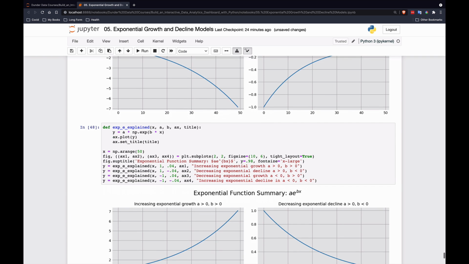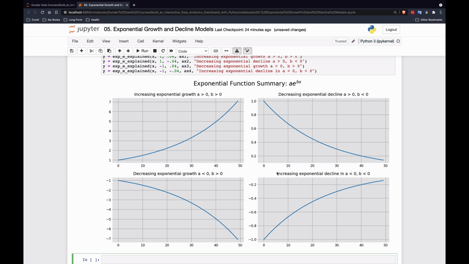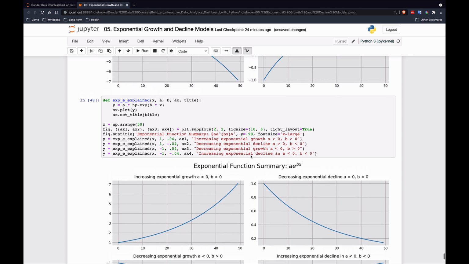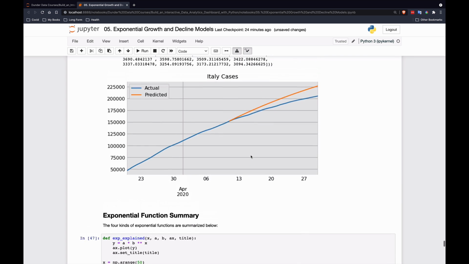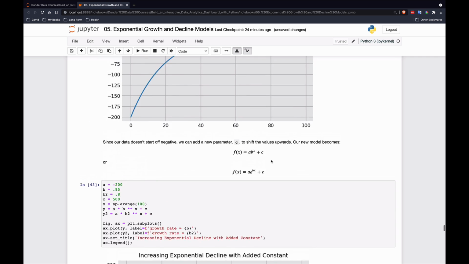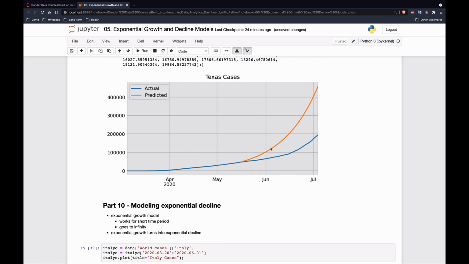And you get the same thing with the continuous summary over here. There's just a slightly different condition: instead of B less than or greater than 1, it is B greater than or less than 0. Okay, so we have exponential decline that models the tail of the curve well, and exponential growth that models the beginning well, going over here to Texas.